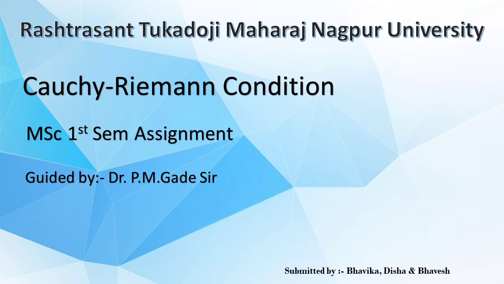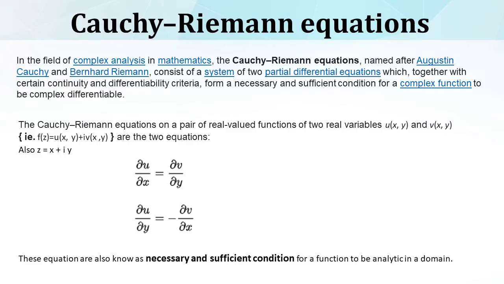Their importance. In the field of complex analysis, or overall we can say mathematics, the Cauchy-Riemann equations, named after two scientists, Augustin Cauchy and Bernard Riemann, consist of a system of two partial differential equations, which together with certain continuity and differentiability criteria form a necessary and sufficient condition for a complex function to be complex differentiable.